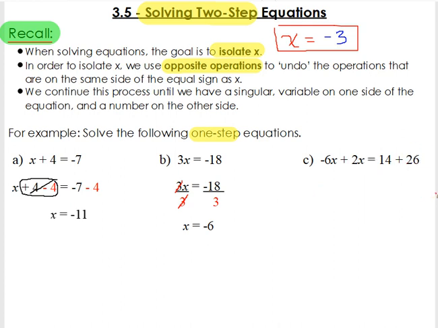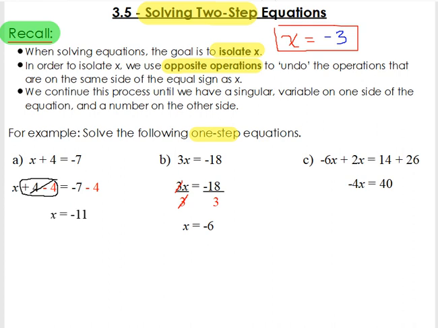Now, if you're ever able to, and in this case we are able to, collect like terms, go ahead and do that immediately. On the left side, negative 6x plus 2x combine and create negative 4x. And on the right side, 14 plus 26 is just 40. So we end up with negative 4x equals 40.